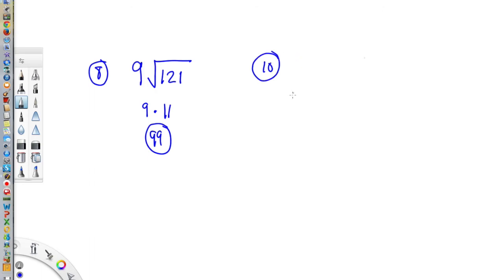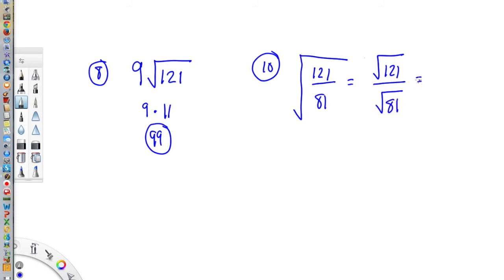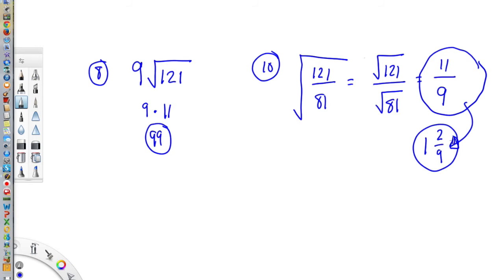We're doing quite a few of these. The square root of a fraction. The square root of 121 over 81. Well, we would treat this just like the square root of 121 over the square root of 81. The square root of 121 is 11. The square root of 81 is 9. And we get 11 ninths. And you could clean that up. We know that would be 1 and 2 ninths if we were to turn it into a mixed number.